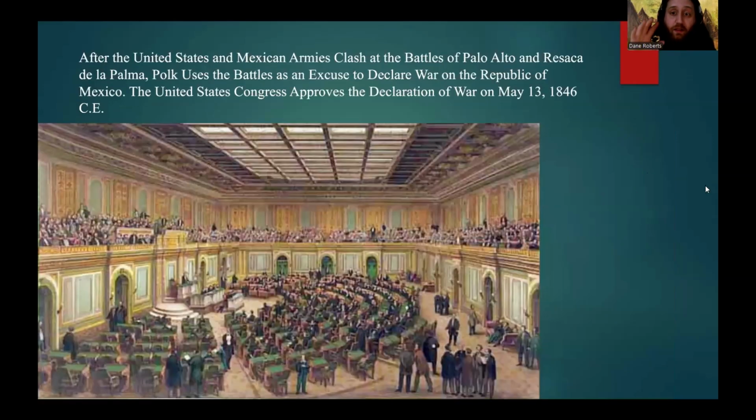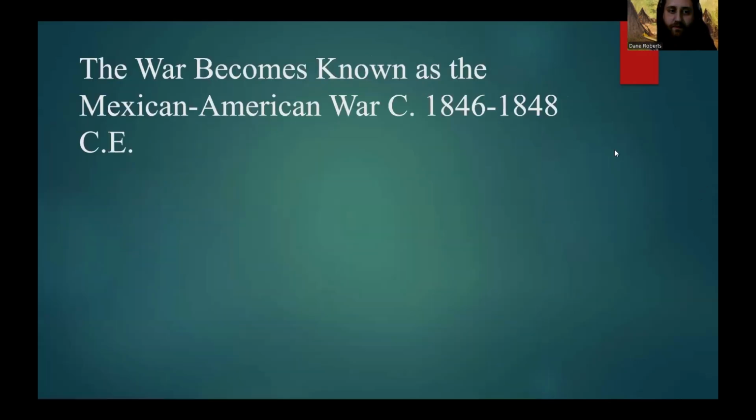Then sometime in 1846 CE, the exact date escapes me at the moment, the United States Army and the Mexican armies would clash in the battles of Palo Alto and Resaca de la Palma, which would then lead to Polk using the battles as an excuse to declare war on the Republic of Mexico, with the United States Congress approving the declaration of war on May 13th, 1846 CE.